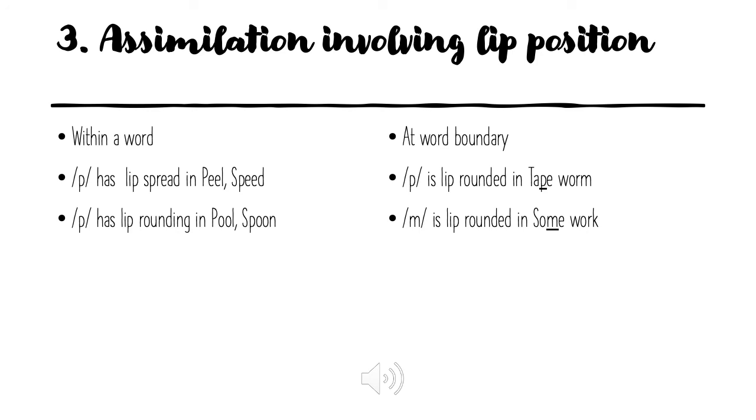M, again, is lip-rounded in some work, some work. M by itself is the bilabial sound, which does not involve any lip rounding, but under the influence of the w sound that comes after it, here it becomes a lip-rounded change in some work. It is an anticipatory change again, or a regressive one, and it also is an allophonic change.